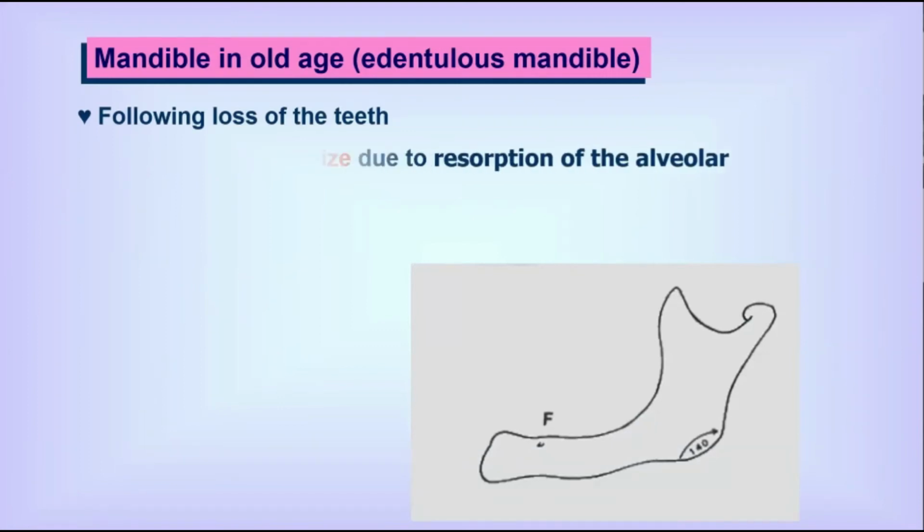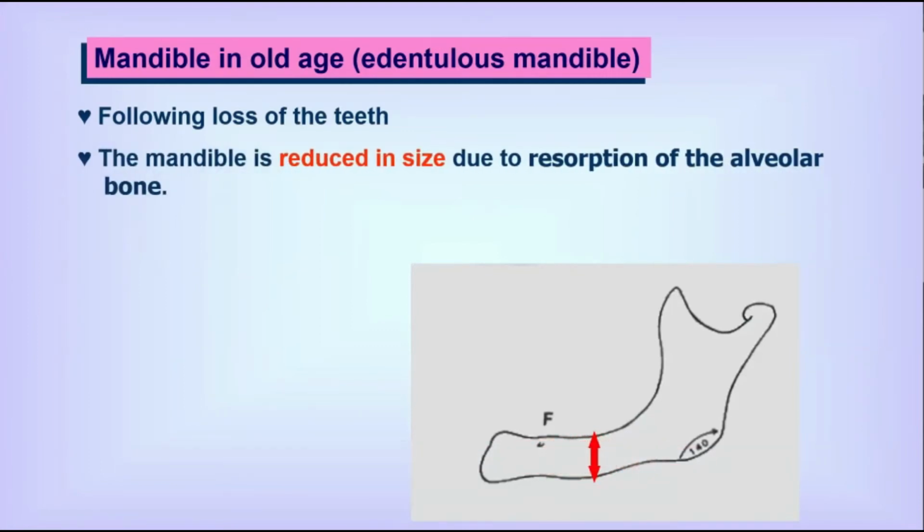Mandible in the old age: the edentulous mandible. Old age, actually, what do we mean? 50 is old age, 60 is old age, 70 is old age, 80 is old age. But we are actually describing the condition when all the teeth are lost. When the teeth are preserved, there is little change in the mandibular height, but of course the angle of the mandible will change with age. But when it is edentulous, there is a gross change in the mandibular morphology. That is our interest in this lecture. Following the loss of teeth, the mandible is reduced in size due to resorption of the alveolar bone. I told you that there was tooth.